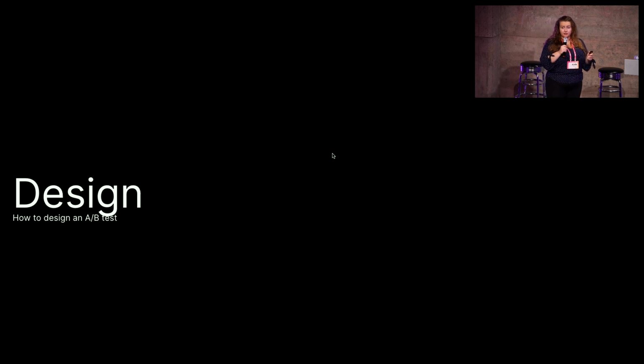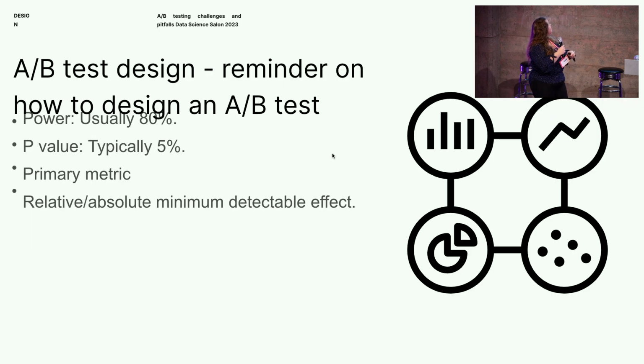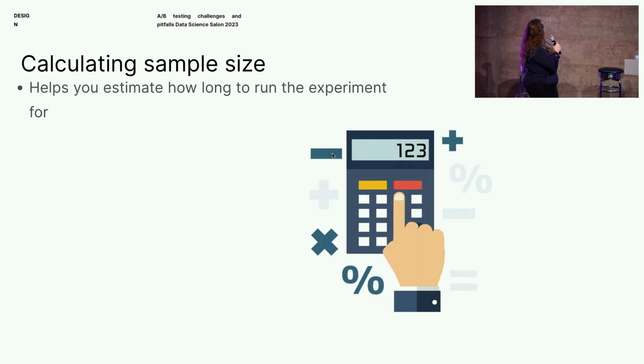So I'm going to very briefly cover design, and then I'll go into challenges. What do you need? You need power, typically at 80%, and p-value, typically at 5%. We need the primary metric, so the baseline that I have already mentioned that we're trying to move. And then you also want to quantify the impact that you want to detect. So for example, if our conversion rate is 80%, which is already really high, do we want to detect a 1 percentage point difference, a 5 percentage point difference? You need to know roughly what change you are shooting for with your product updates.